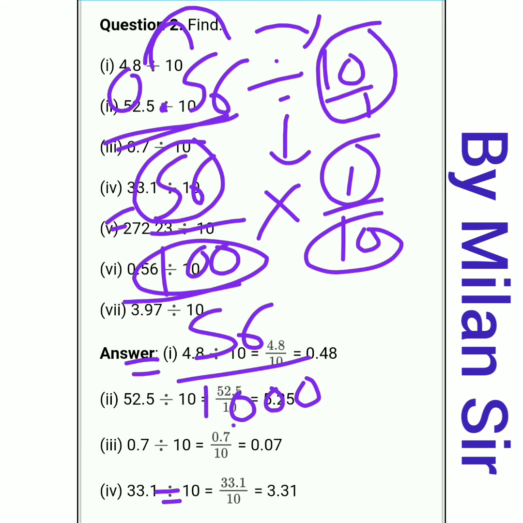Now in the denominator we have a total of 3 zeros, so before 3 digits we need to put the decimal point in the numerator, but in the numerator we have only 2 digits. We want 3 digits, so we need to put 0 here, and before these 3 digits we put the decimal point. Nothing is remaining, so again we write 0, so our answer is 0.056.